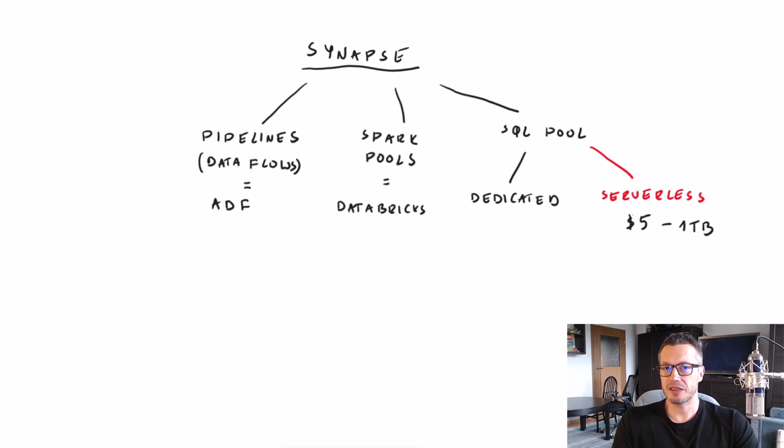It uses a different architecture, so it is no longer this massively parallel processing, MPP. In the case of serverless, it is called distributed query processing. But basically it means that serverless scales automatically, depending on the workload. So you shouldn't even bother about the compute that is used under the hood. You just use it and you pay based on the amount of data you're processing.